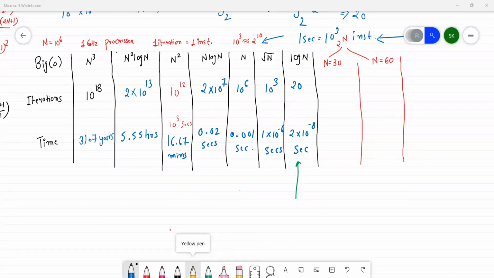Now here 2 to the power n will be 2 to the power 30, and 2 to the power 30 will be approximately equal to 10 to the power 9. Clear to all? Because we already saw that 2 to the power, just a minute.